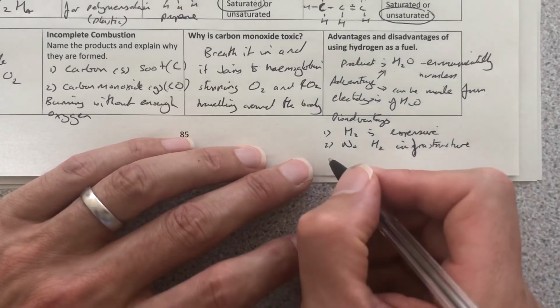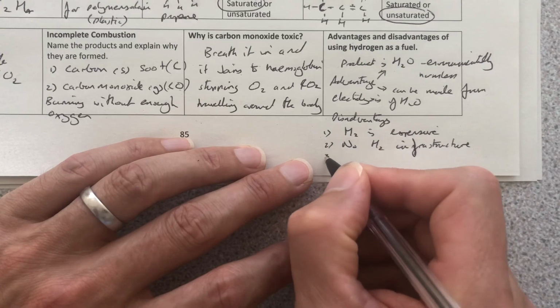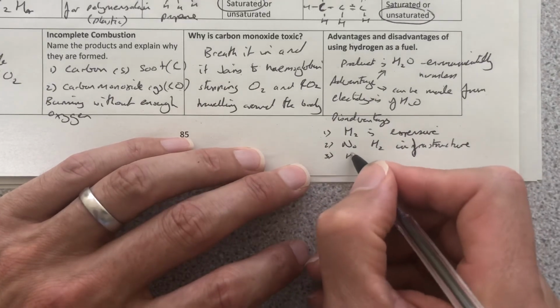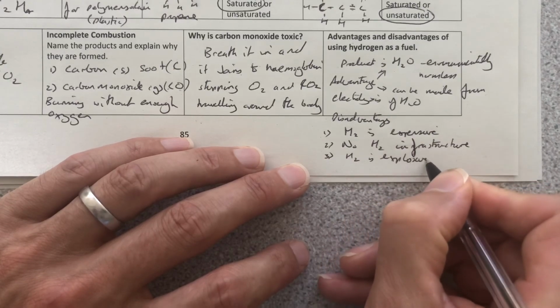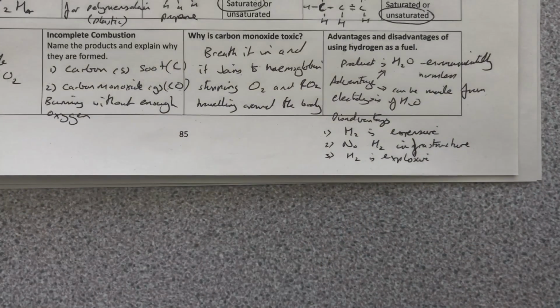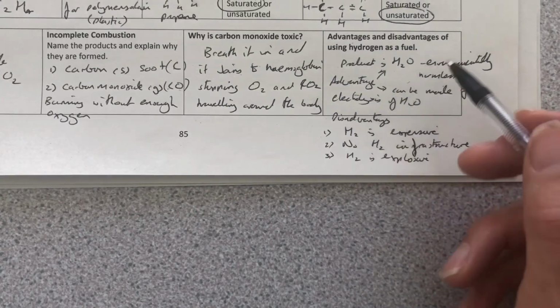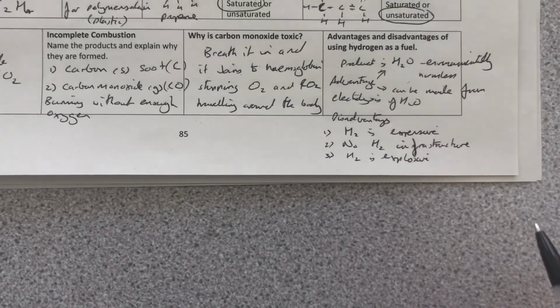Okay. 3. Hydrogen is dangerous. It's explosive. Lots and lots of different reasons. And there's advantages that fuel cells are quite efficient. But go back in your book for more. We just need to learn a couple of advantages, a couple of disadvantages.